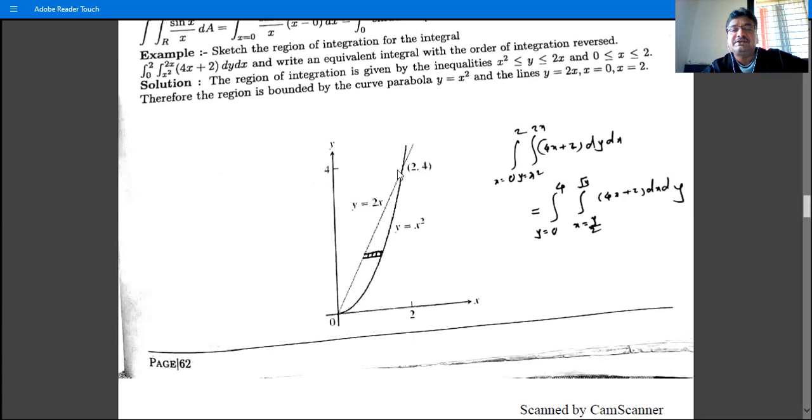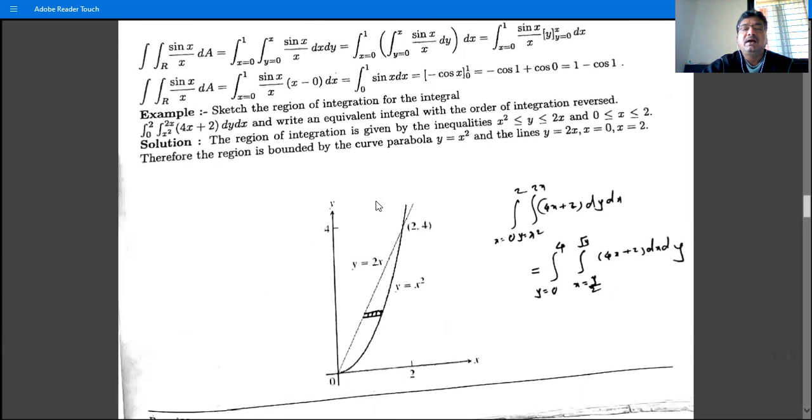And the point of intersection of these two is what? Solve these two equations, y is equal to 2x and y is equal to x square. If you substitute y as 2x, then x square minus 2x is equal to 0, means x(x minus 2) is equal to 0, so x is 0 or x is 2. And if x is 2, y is 4. So 0, 0 and 2, 4 are the points of intersection.